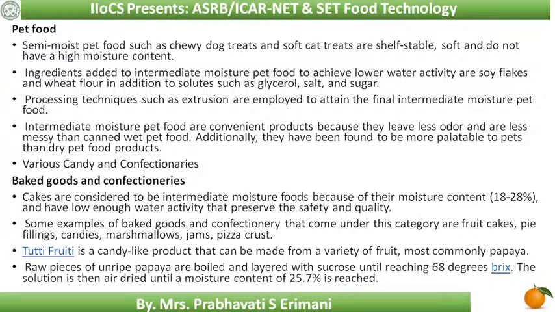Processing techniques such as extrusion are employed. Here, the ingredients I mentioned will be mixed and extrusion is employed to attain the final intermediate moisture pet food. Intermediate moisture pet foods are convenient products because they leave less odor and are less messy than canned wet food. So IMF are preferred because they are less messy.